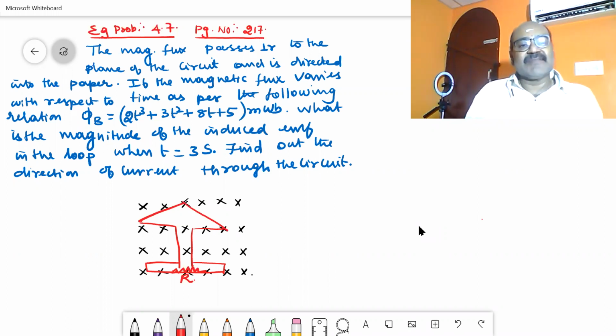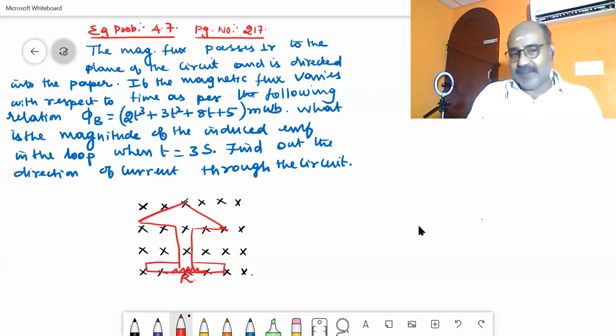The magnetic flux passes perpendicular to the plane of the circuit and is directed into the paper, given by the crosses. When you represent the magnetic field with crosses, it is acting perpendicular to the paper and inwards. The magnetic flux varies with time as phi B equal to 2t cube plus 3t square plus 8t plus 5 milliweber. What is the magnitude of the induced EMF in the loop when time t is equal to 3 seconds?